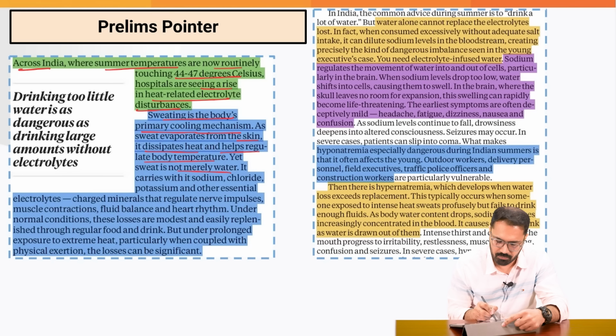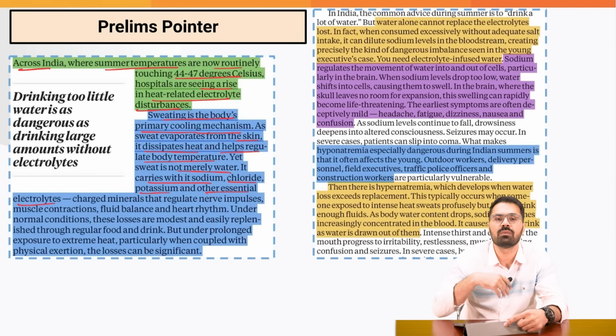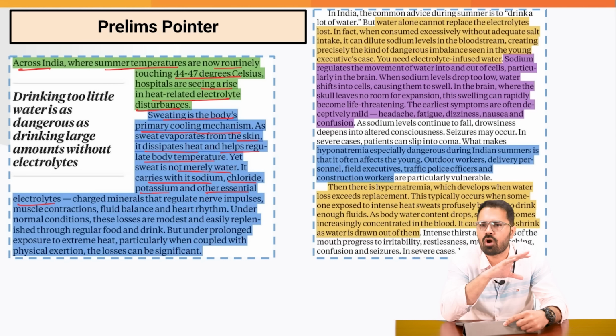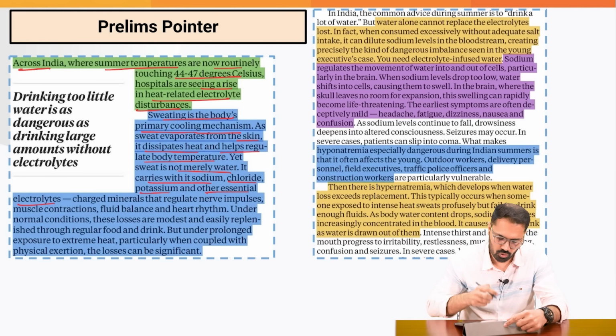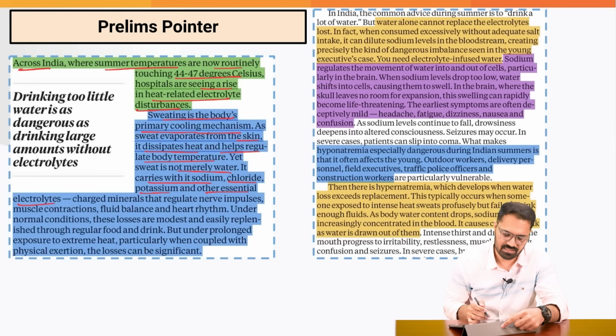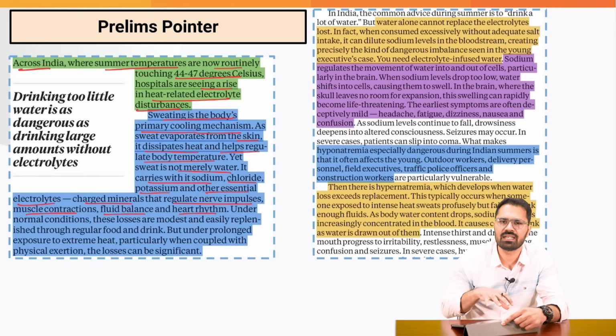Yet, sweat is not merely water. It carries sodium, chloride, potassium, and other essential electrolytes from the body. So, sweat is not just water. It carries these salts along with it: sodium, potassium, chloride, and other essential electrolytes. These are charged minerals that regulate nerve impulses, muscle contraction, fluid balance, and heart rhythm. So these elements are used for this in our body.